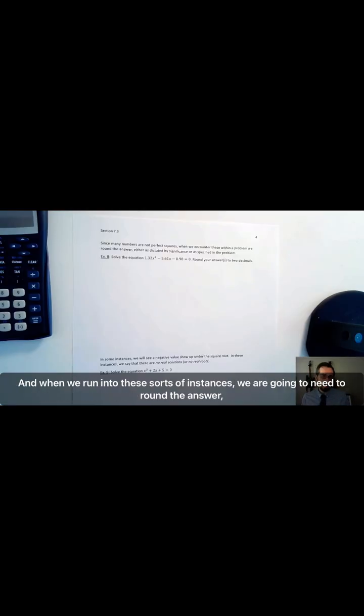And when we run into these sorts of instances, we are going to need to round the answer either as dictated by the significant digits that we have, or as will be the case with the homework, as specified in the problem. So let's go ahead and look at an example where we have a bunch of decimal expressions in our equation to begin with.